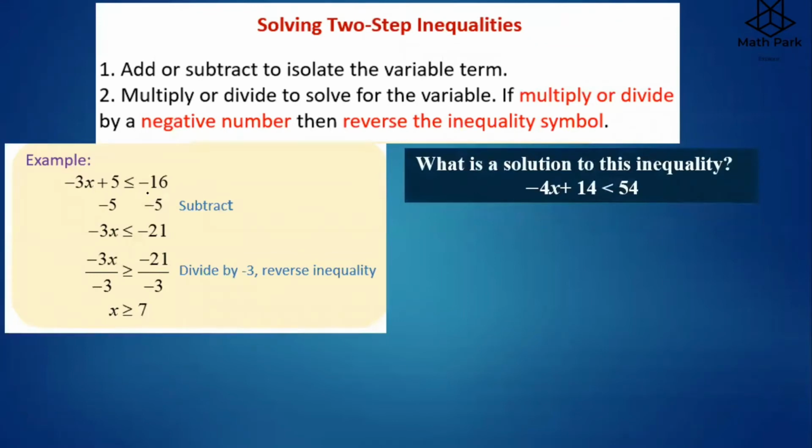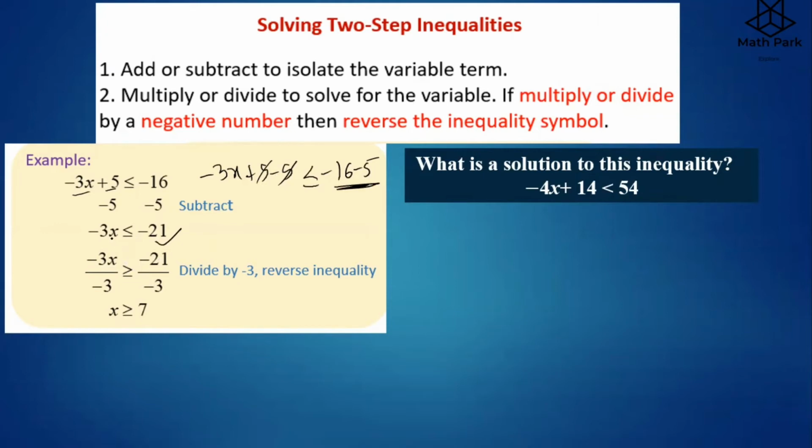Now, look at this first. Let us understand this worked example which I have shown over here. So if it is minus 3x plus 5, we will be subtracting 5 from both sides. So this becomes minus 3x plus 5 minus 5 is less than or equal to minus 16 minus 5. Plus 5 and minus 5 get cancelled. We get minus 3x is less than or equal to minus 21, since minus 16 minus 5 is minus 21.